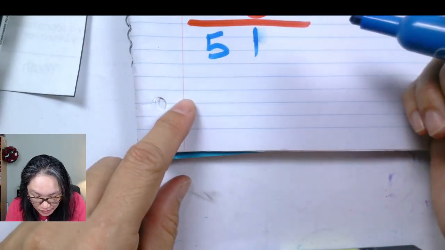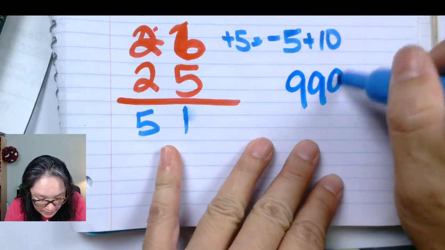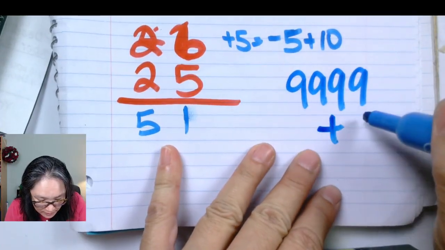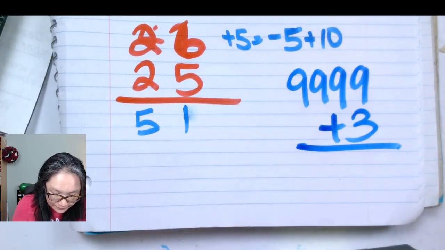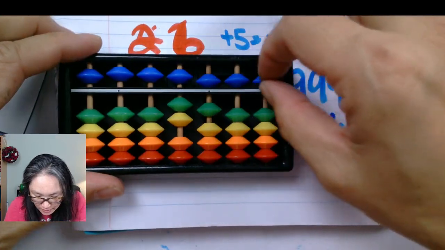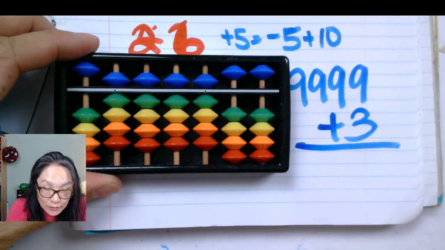Okay, we could do, oh, you know what? This is a nice one. We could do 9999 plus 3. We could do that. 9999, we're going to add the 3.